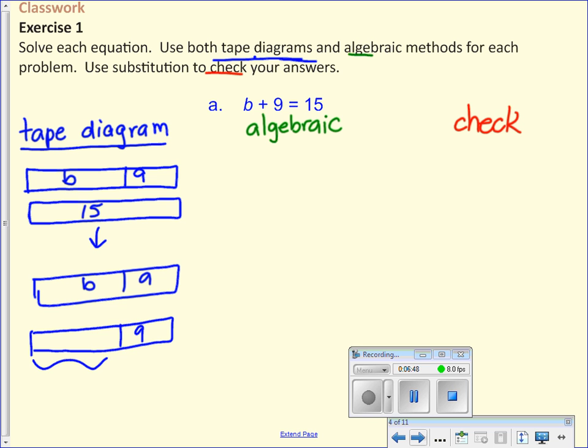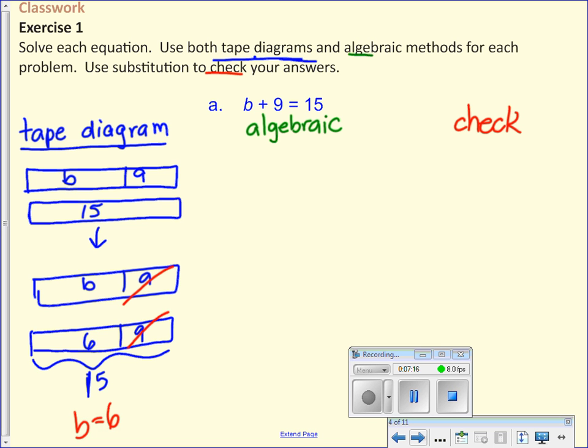9. So 9 plus what will give me that total of 15? That's what I did. That's my 15 bar. I just drew it. Six. So now I see here that if I chopped off my 9s, B equals 6.